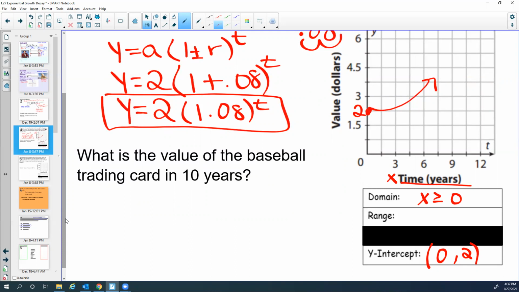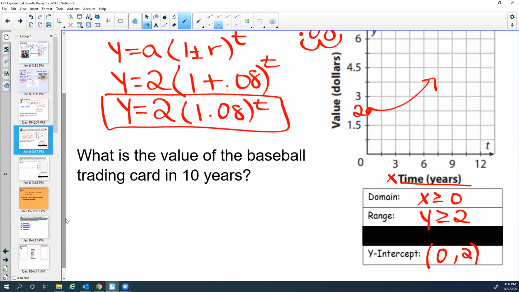My range, on the other hand, is not going to be y is greater than 0 in this case because I have y values that are above or equal to 2. I don't have anything in between 0 and 2. So my y values are greater than or equal to 2 instead of greater than 0.